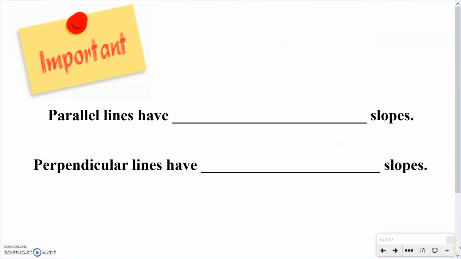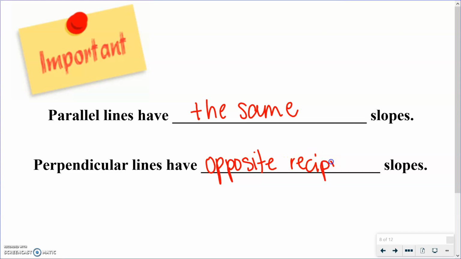So parallel lines have the same slopes, and perpendicular lines have opposite reciprocal slopes.